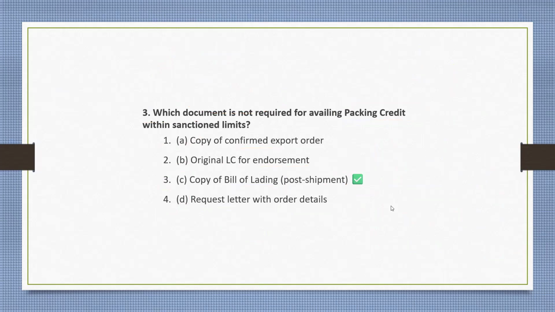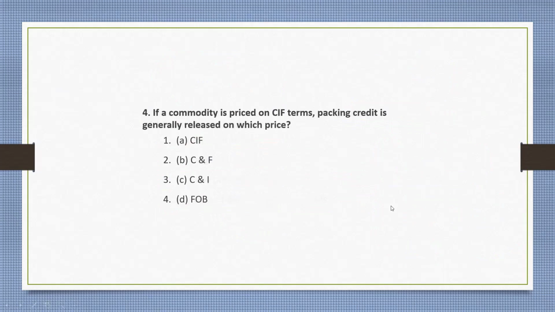Let's see the next question, question number 4. If a commodity is priced on CIF terms, packing credit is generally released on which price? So the commodity's price term, on which price will the packing credit be given? CIF, CNF, CNI, and FOB. So let's see what is the correct answer.